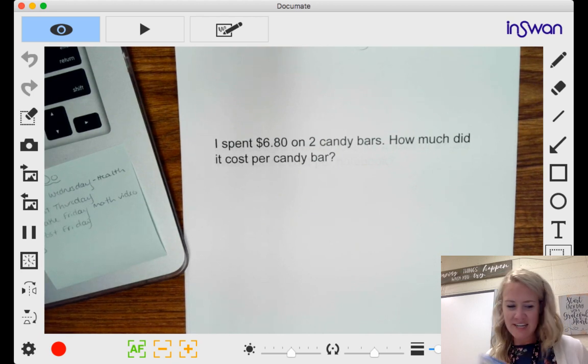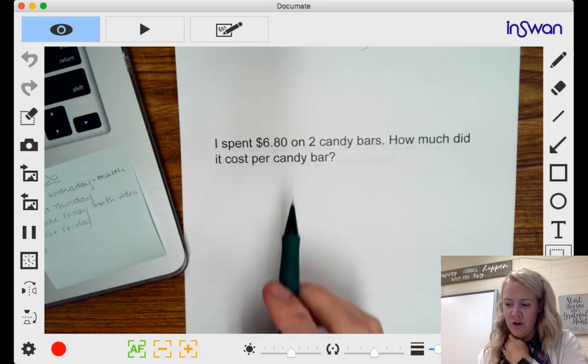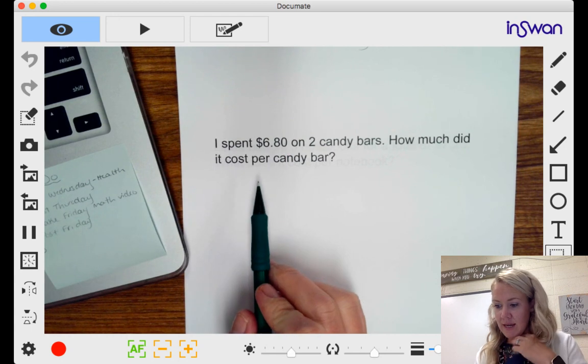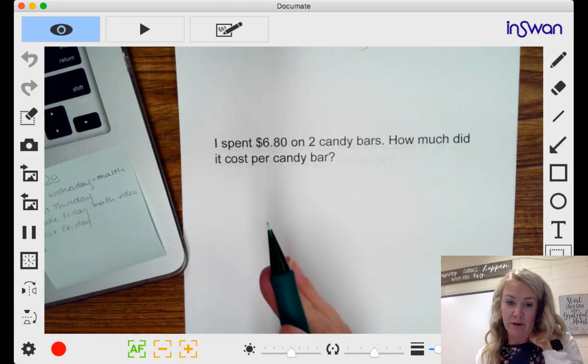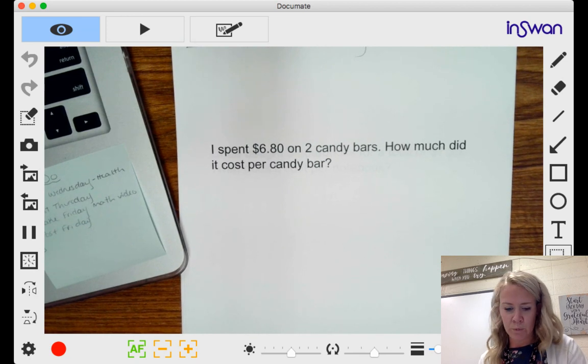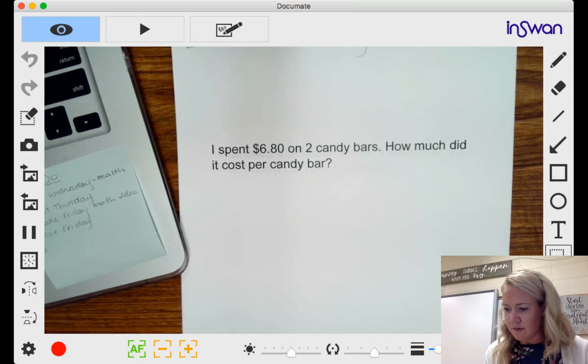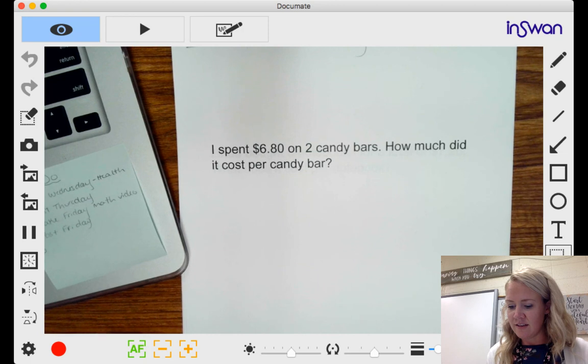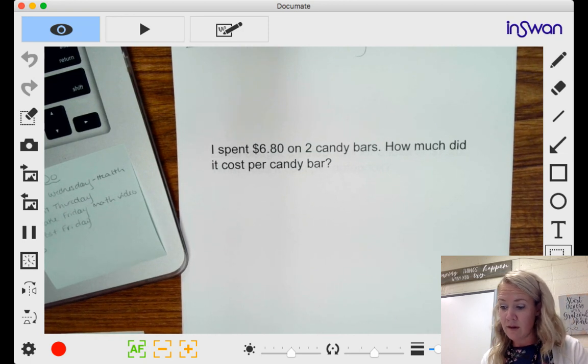All right, we're going to continue on with our division, and we're going to start to look at dividing more story problem situations, but practice at division of a whole number and a digit or a decimal number. So the problem that we're starting with, I think context or real world situations help make sense. So I spent $6.80 on 2 candy bars. How much did it cost per candy bar?